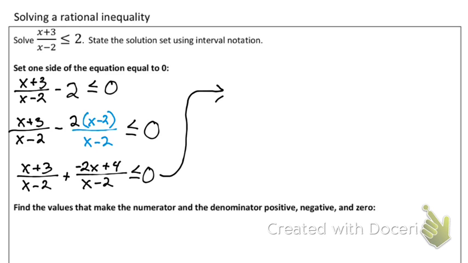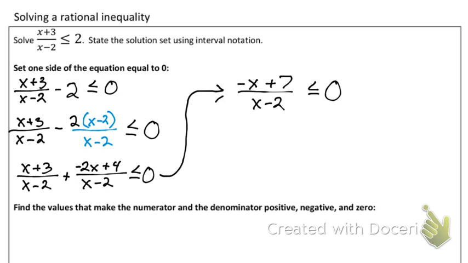Now we're going to simplify this into one fraction. Since they have a common denominator, we just add together our x's and add together our constants. So I have x minus 2x, which is going to be -x. Now I have 3 plus 4, which is 7. And that's all over x minus 2, is less than or equal to 0.